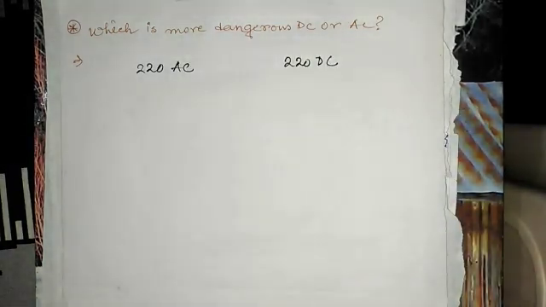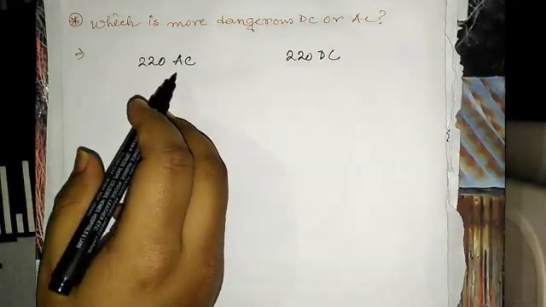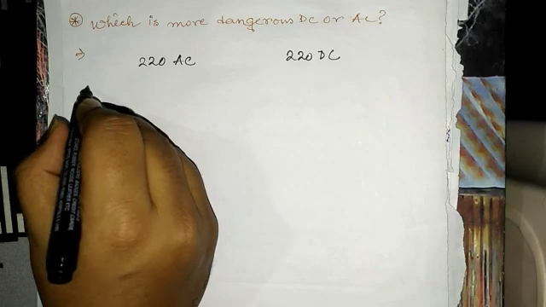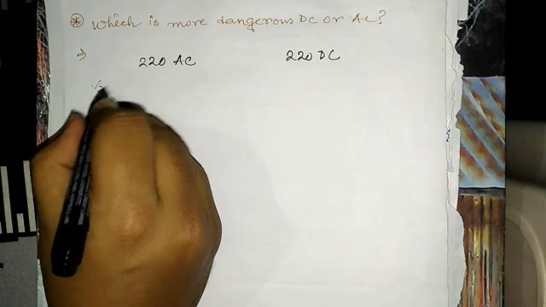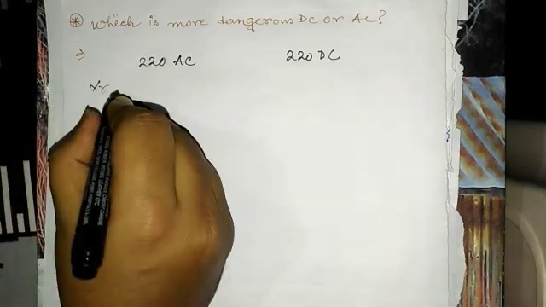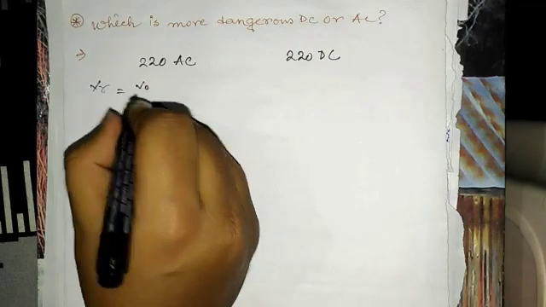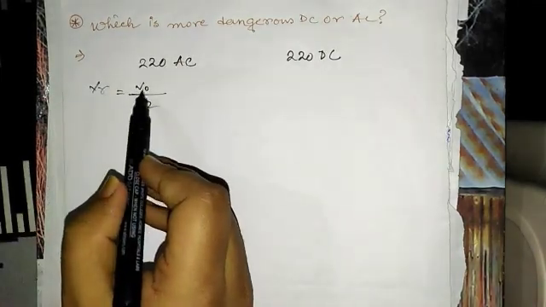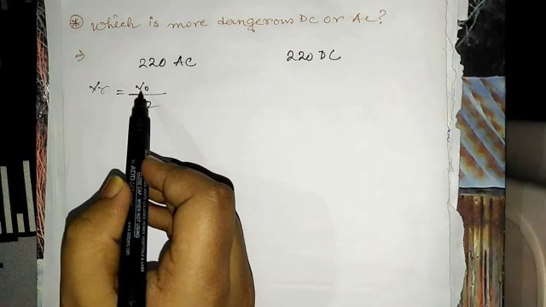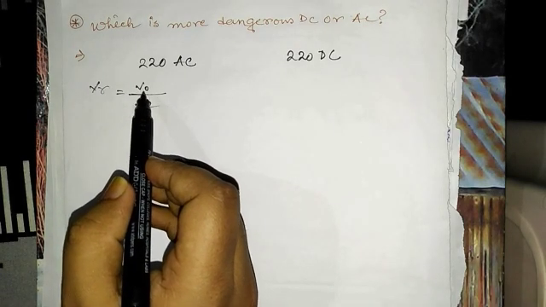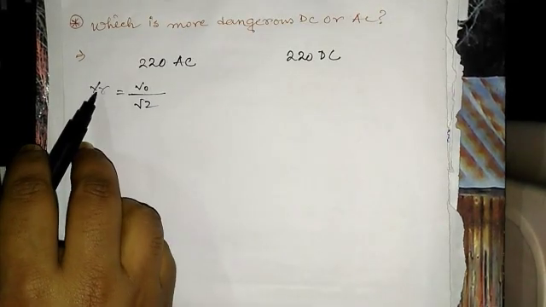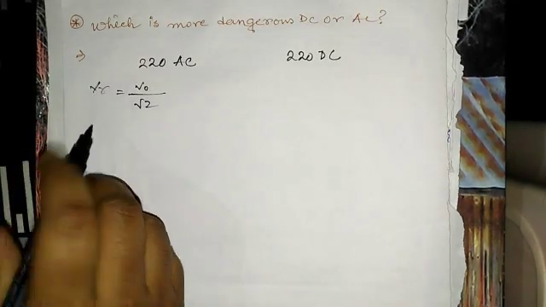Now for 220 volt AC, we know that for a sinusoidal voltage, VR will be V0 by root 2. Here V0 is the peak value of voltage. We know that. Here VR is the RMS value of voltage.